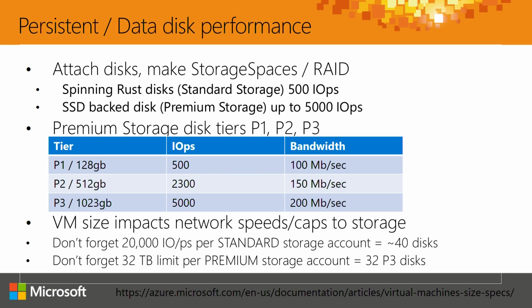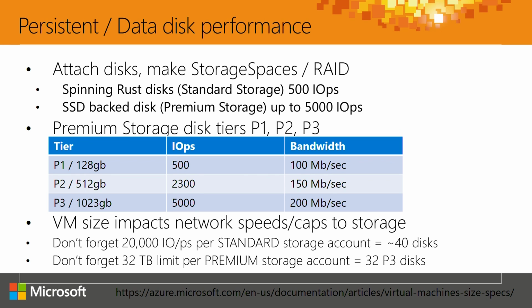Spinning rust, I mentioned 500. SSD-backed premium storage is 5,000 IOPS. Now, the one thing about premium storage is when you provision a premium storage disk, you're going to have a choice of a P1, a P2, and a P3. The difference is size and associated maximum IOPS. A P1 is going to have 500 IOPS, and it's going to be the smallest size of 128 gigs.